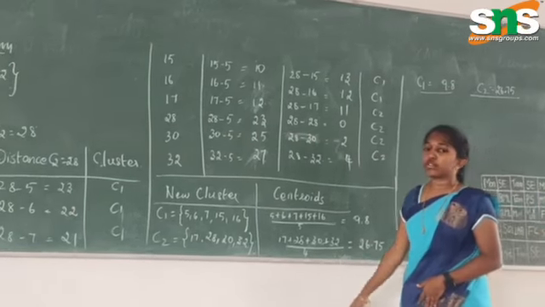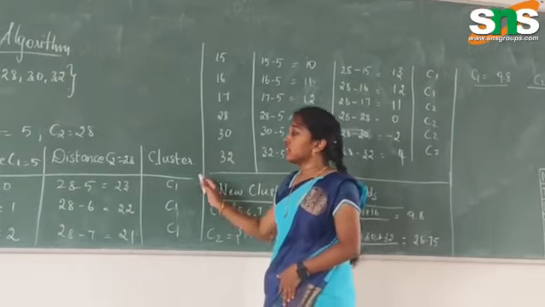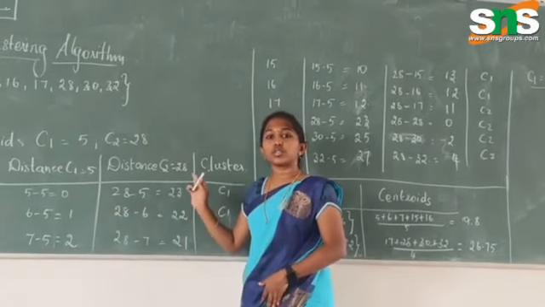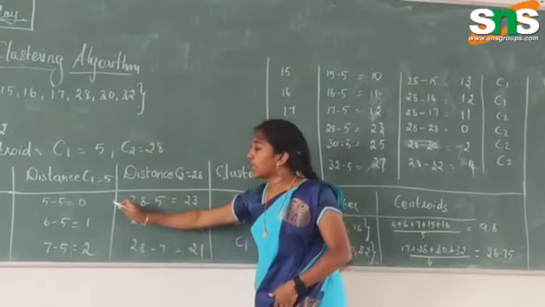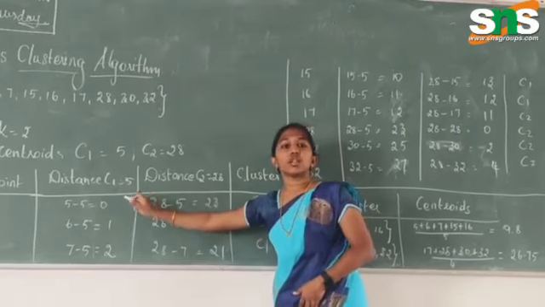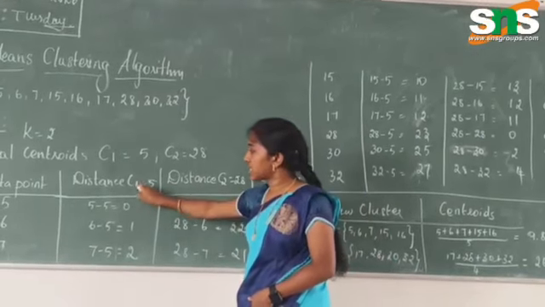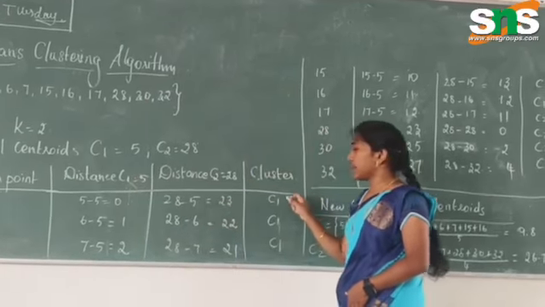Now we are going to form the clusters and decide which cluster to assign. We compare both values and choose the smallest value. While comparing 0 and 23, 0 is the smallest. Since 0 is from C1, the cluster assigned is C1.